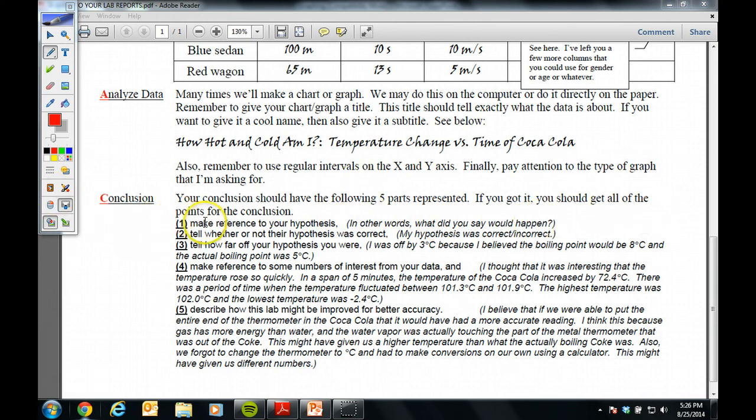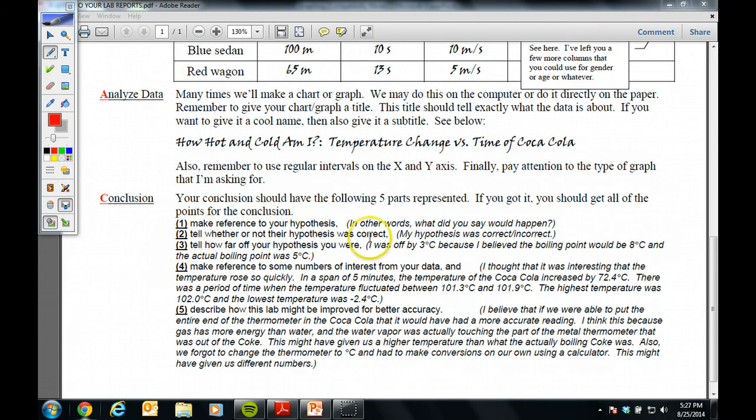Quite frankly, you can simply copy your hypothesis and put it in your conclusion. I said, if blank, blah, blah, blah, blank, then, that's all you have to do. Repeat your hypothesis. Number 2, say if you were correct or incorrect. Do not say right or wrong. Please say, my hypothesis was correct, my hypothesis was incorrect. And most of the time, you are going to be incorrect. But that's not a bad thing.